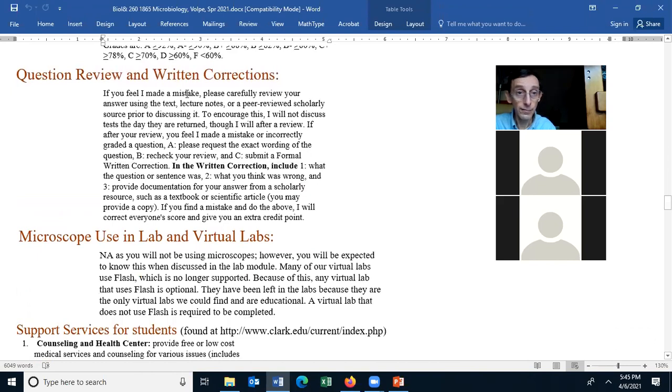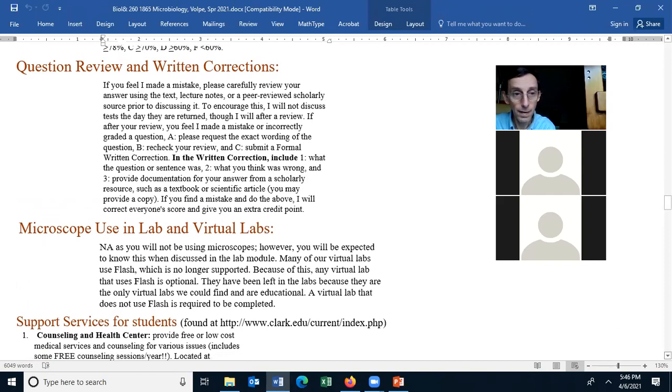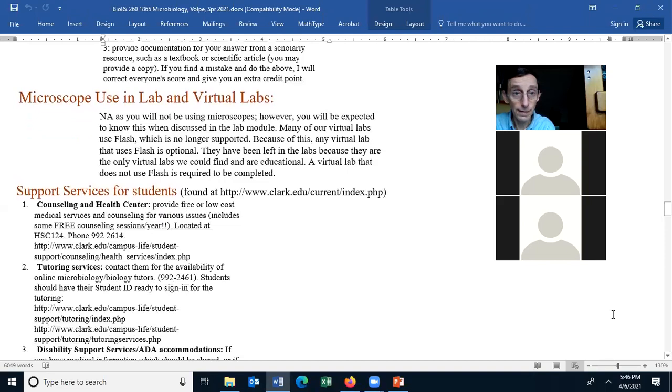I'll let you read about question review and written corrections. This is for students who don't like a quiz question and you want to challenge it. You read this up if you want to challenge it. Microscope use in the lab and the virtual labs. We don't use microscopes, so it's not terribly important, but you do need to know how to use the microscope, how to take care of the microscope, and how to put the microscope away. So we'd expect you to know that, even though you're not really going to be using a microscope.